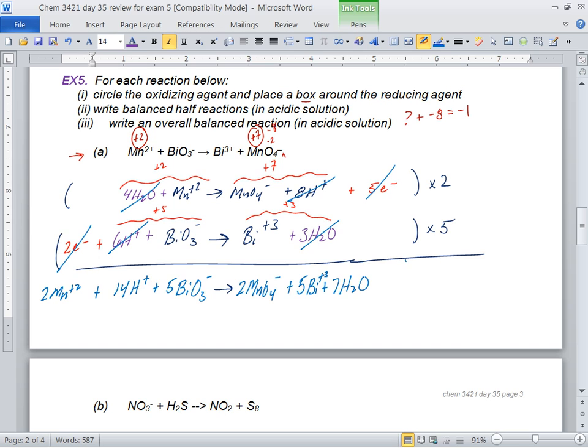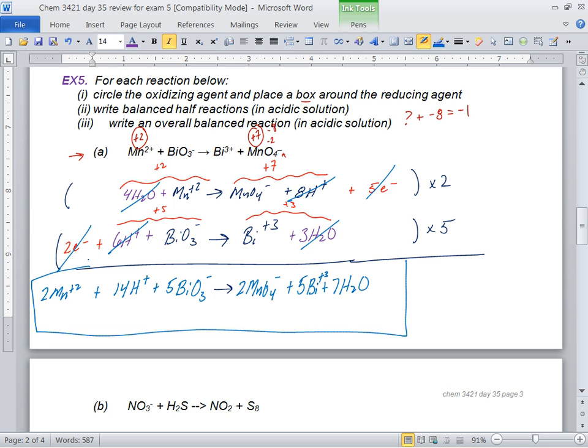And usually I just check the oxygens or something to make sure it's balanced. And I've got 15 oxygens on both sides, so odds are it's good. Since the oxygens show up in a lot of places, if they're balanced, odds are it's good.